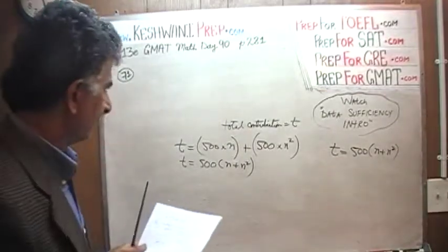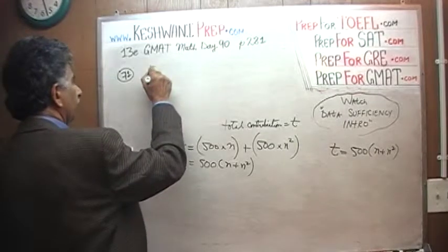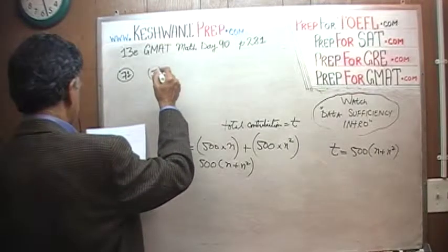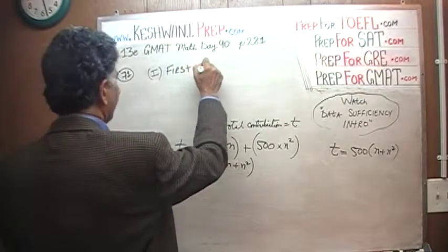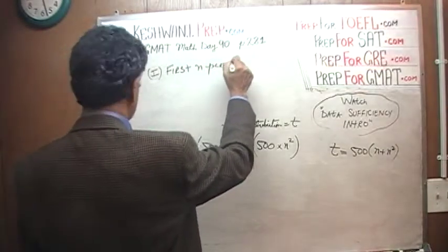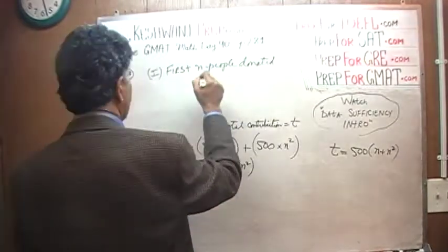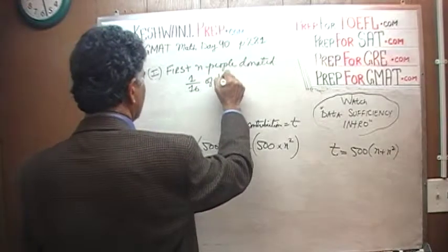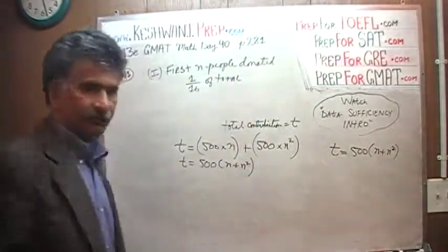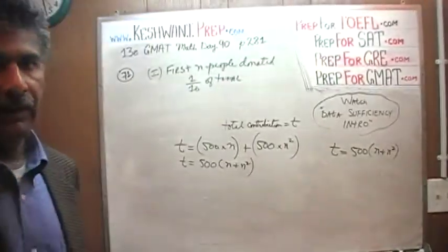So let's look at the first statement. The first statement tells us that the first n people donated 1/16 of the total. The question is, is that enough? Is that enough to figure out what n is?